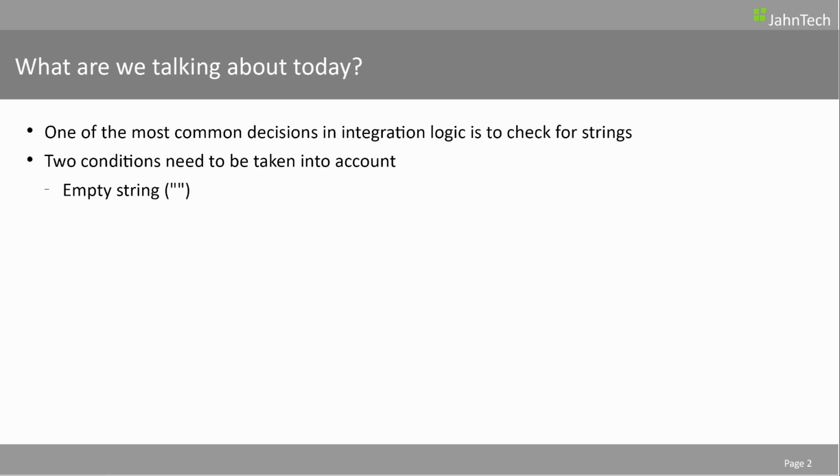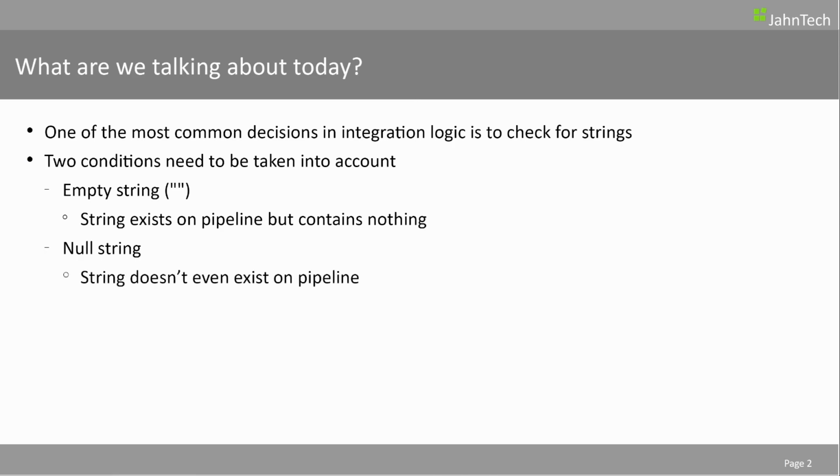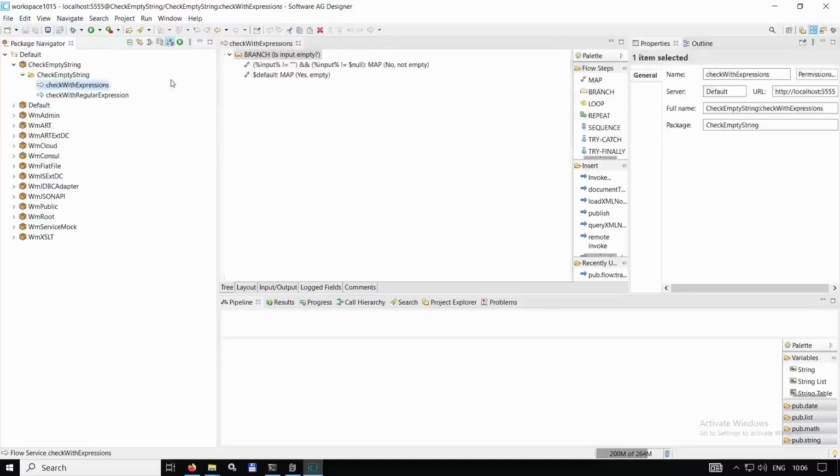First, there's the empty string. This means that the string exists on the pipeline but doesn't contain anything. And then there's the null string. This means that the string doesn't even exist on the pipeline. So if you want your code to be robust, you need to check for both conditions.